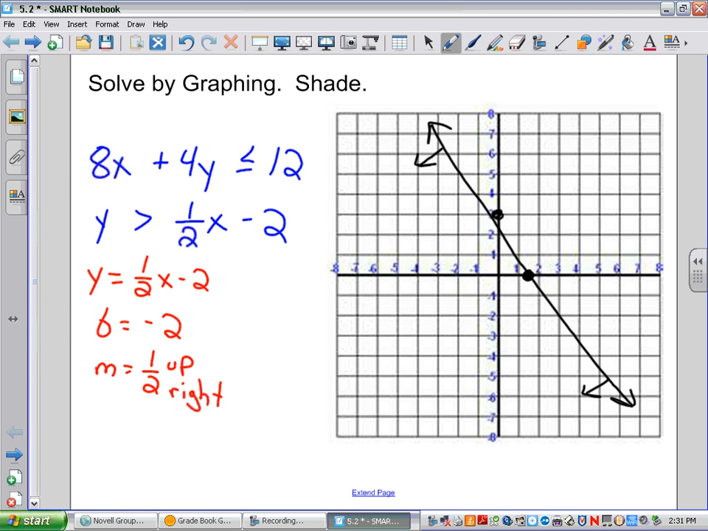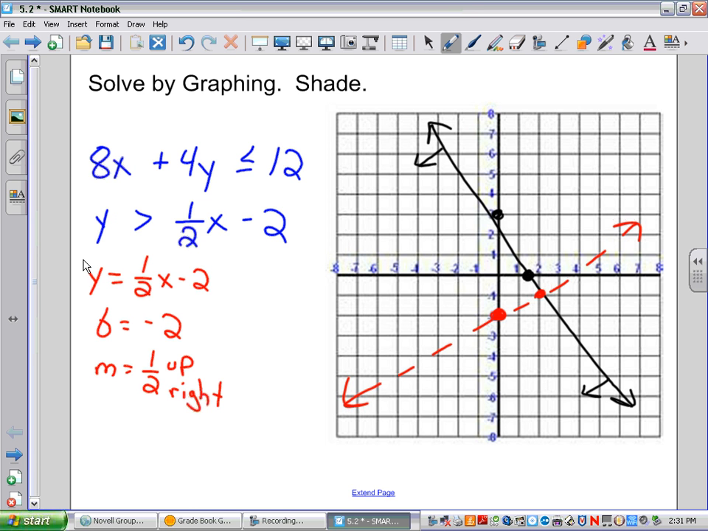So my y-intercept is -2. I'm going to mark that point over on the graph. From there, I want to go up 1 and right 2. And this is going to be a dotted line because the inequality symbol is not underlined.